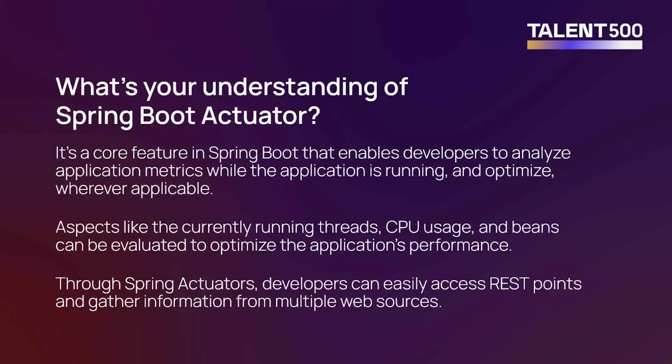Aspects like currently running threads, CPU usage, and beans, which are basically the objects, can be evaluated to optimize the application's performance. Through Spring Actuator, developers can easily access REST endpoints and gather information from multiple web sources. So it's more like at runtime you can debug your application if something happens, or monitor for anything bad to happen. This is where Spring Boot Actuator can be very helpful.